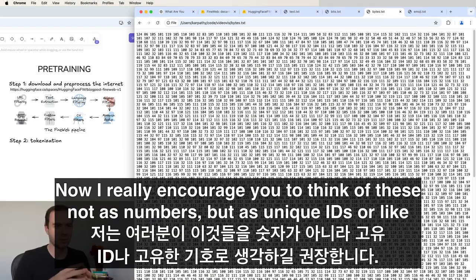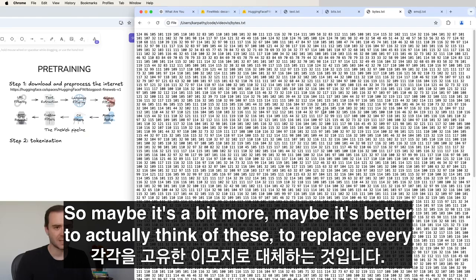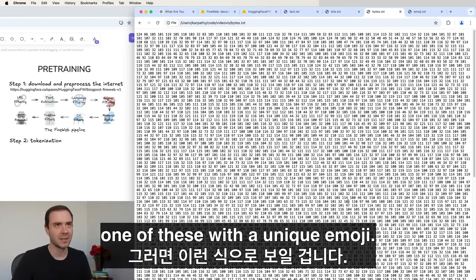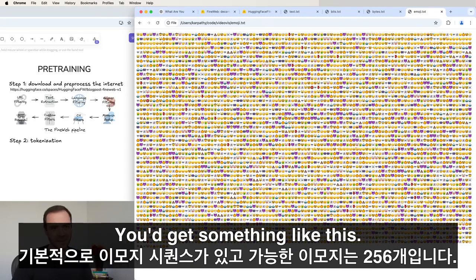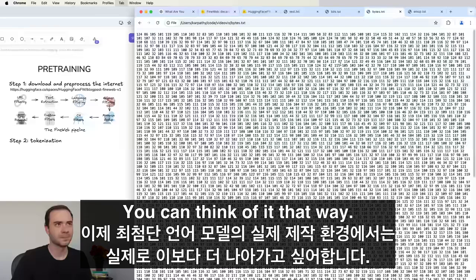Now, I really encourage you to think of these not as numbers, but as unique IDs or unique symbols. Maybe it's better to actually think of these as replacing every one of these with a unique emoji. You'd get something like this. So we basically have a sequence of emojis, and there's 256 possible emojis. You can think of it that way.